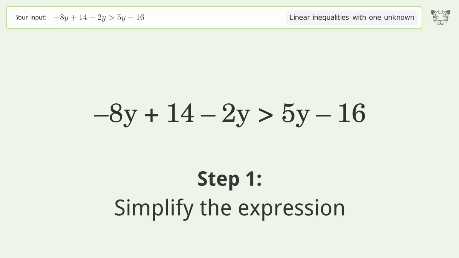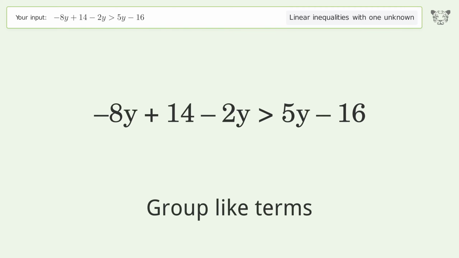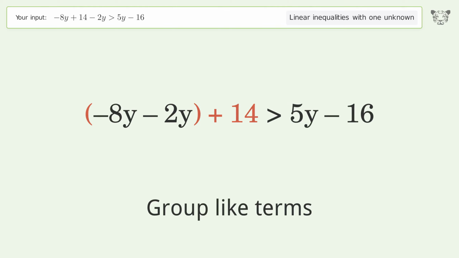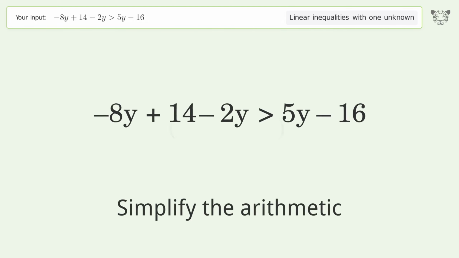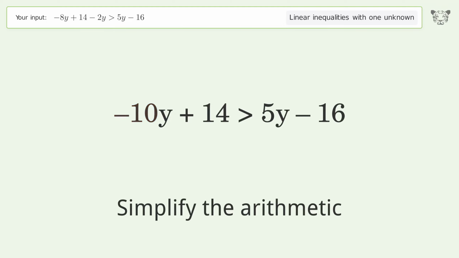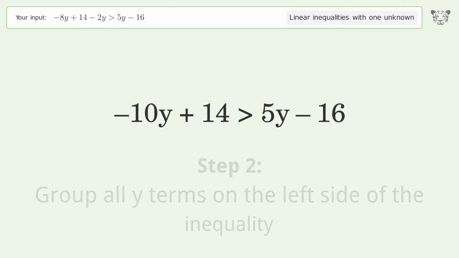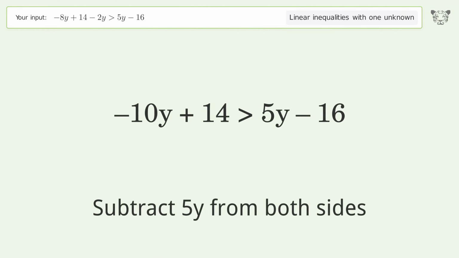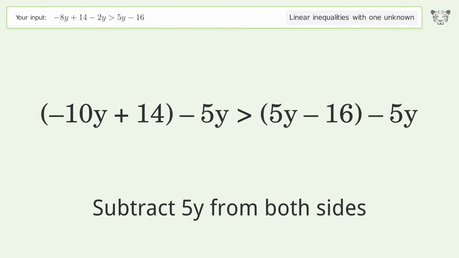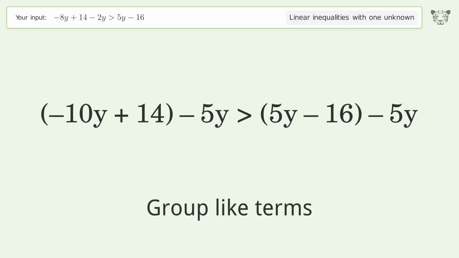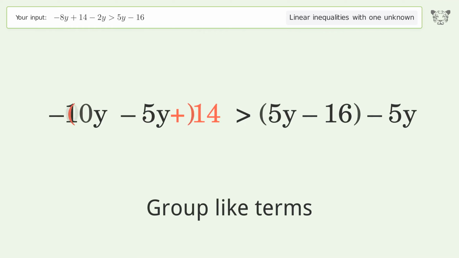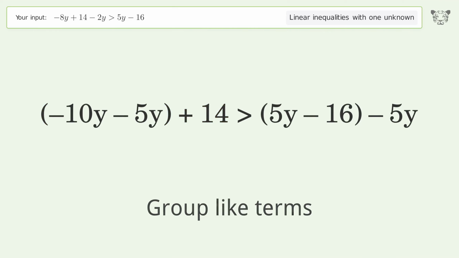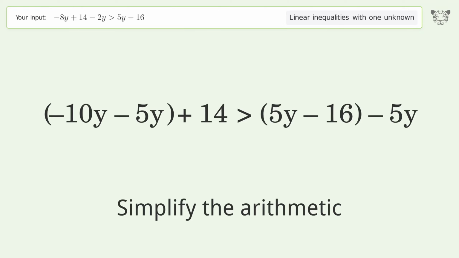Simplify the expression. Group like terms. Simplify the arithmetic. Group all y terms on the left side of the inequality. Subtract 5y from both sides. Group like terms. Simplify the arithmetic.